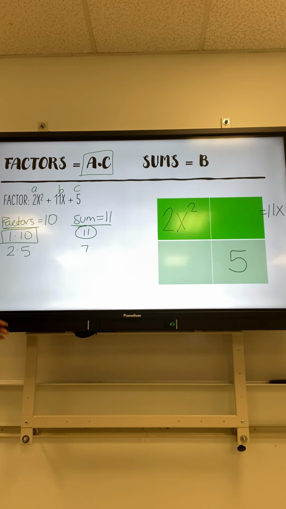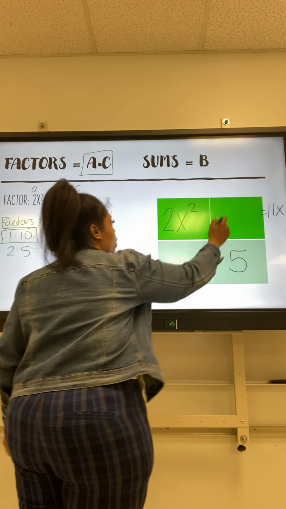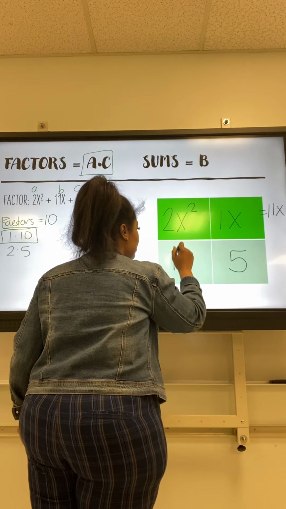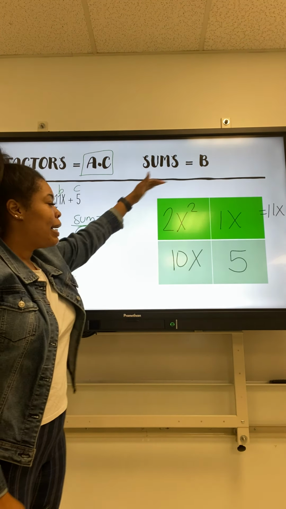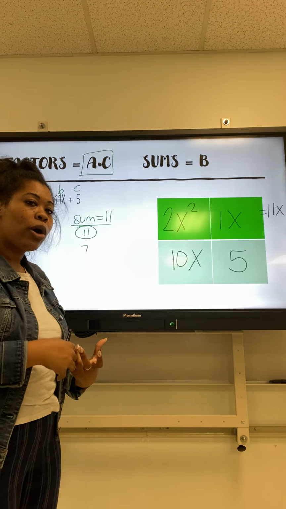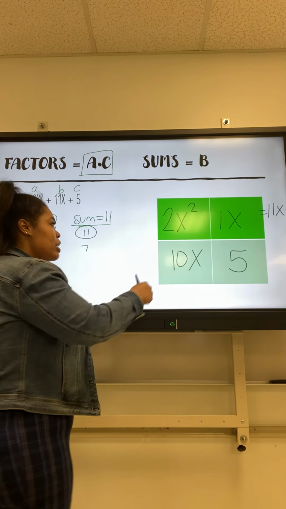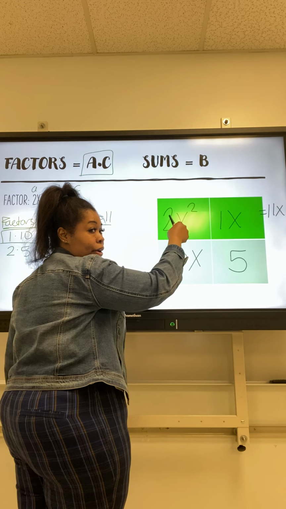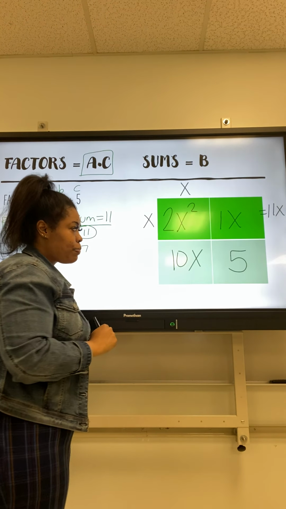All right. So now that we know the factors that are going to work, 1 and 10 are going to be our factors. So remember, we put those numbers inside these two squares for the factors. So my factors are 1x and 10x, all right? Now, to get our binomials on the outside, we're going to have to factor out the GCF, meaning that we want to take out what these things have in common. Keeping with what we did on Monday, this first box has an x squared, so I know I'm going to be able to take out an x.